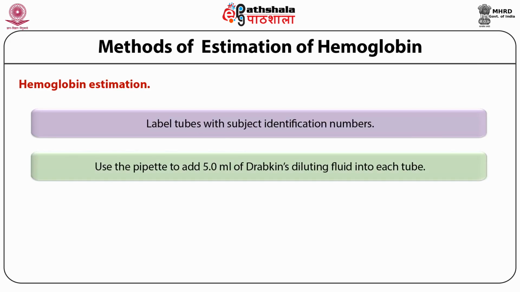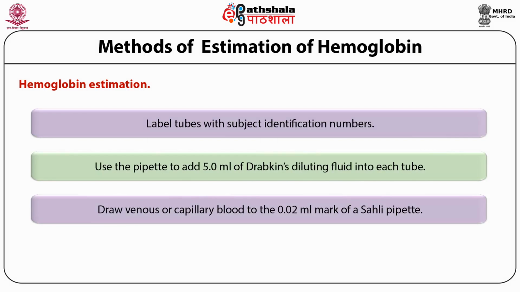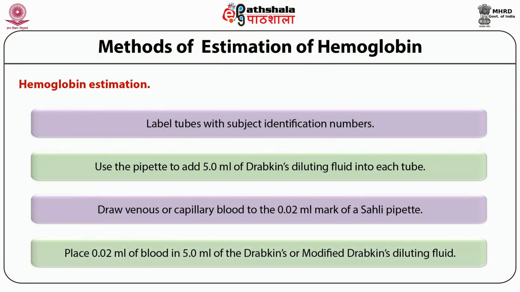the pipette to add 5 ml of Drabkin's diluting fluid into each tube, draw the venous or capillary blood to the 0.02 ml mark of Sahli's pipette. Place 0.02 ml of blood in 5 ml of the Drabkin's or the modified Drabkin's diluting fluid. Flush the pipette several times in the diluting fluid to ensure delivery of the entire quantity of the blood.